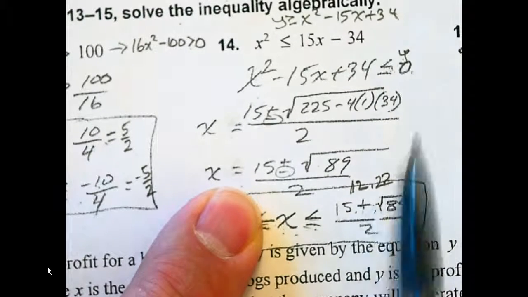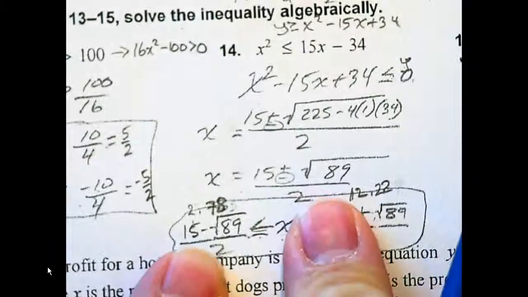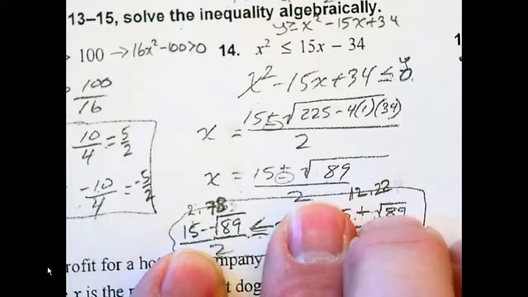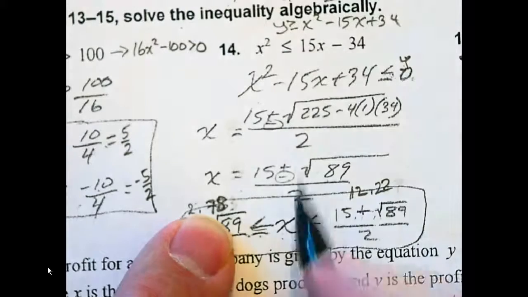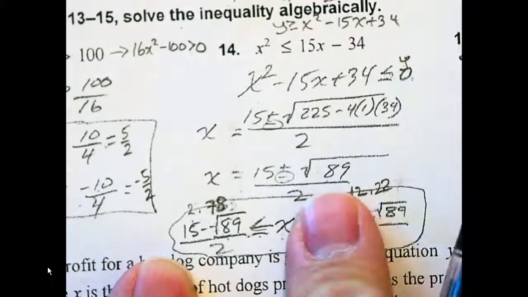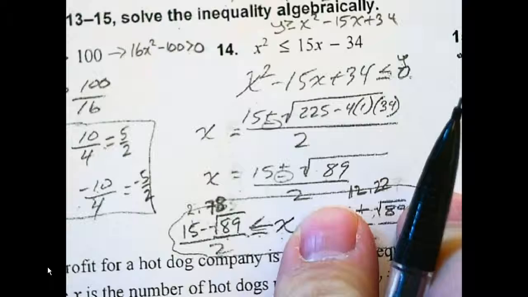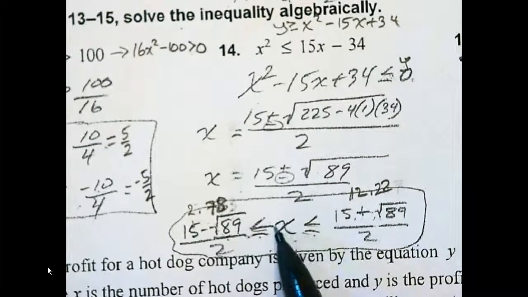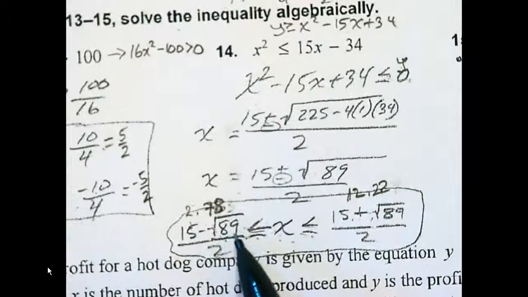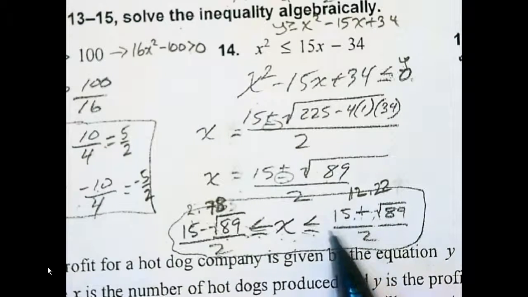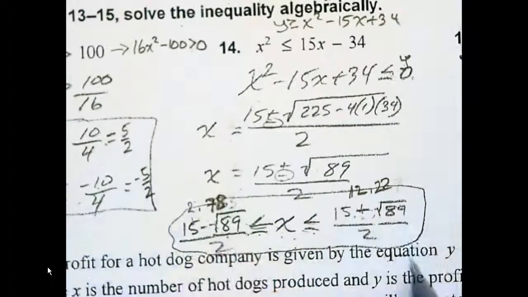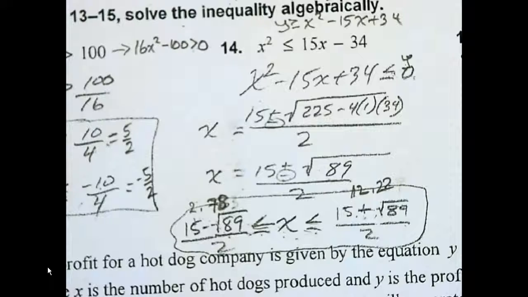And then when I do my negative case, I've got to flip the symbol around. When I have the plus minus, when I have the minus part, I've got to flip the symbol around. So you could think of it as two different answers. You have x is greater than (15 minus root 89) over 2, and then you have x is less than (15 plus root 89) over 2. Okay.